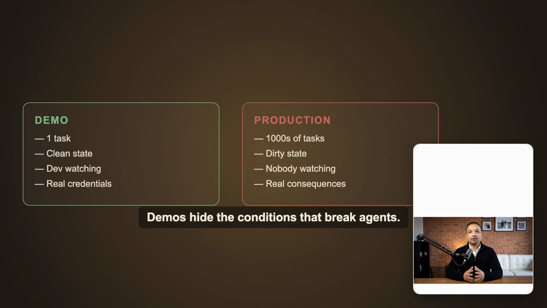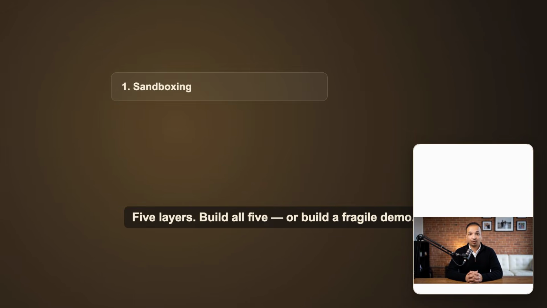In this video, I'm going to walk you through the 5-layer architecture that production agents actually need. None of these are model features. All of them are scaffolding you have to build around the model. If even one is missing, the whole system gets fragile. And once you see the pattern, you'll spot it in every agent product that works and every one that doesn't. Let's start with what people get wrong.